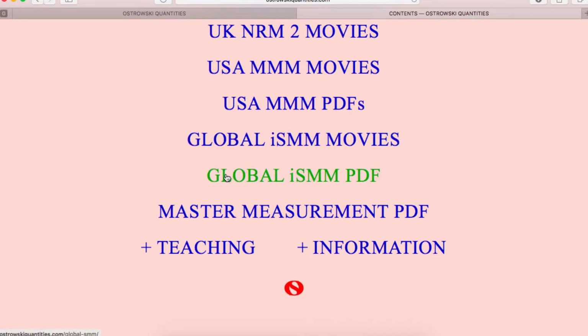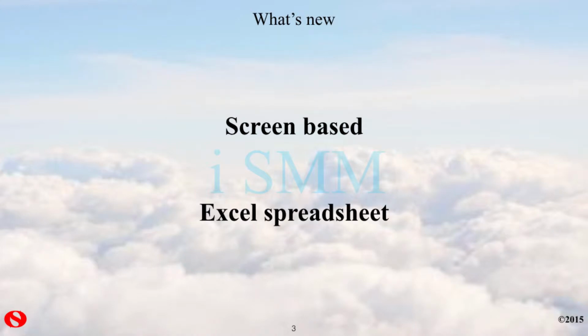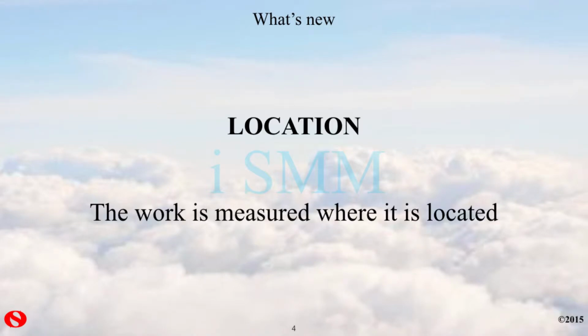Here are the movies, and here's the global iSMM manual itself in PDF version, and here's the master measurement that demonstrates how the measurement works on a complete measurement for a whole office block. So the actual document itself is screen based and it's an Excel spreadsheet. So those are the first two innovations.